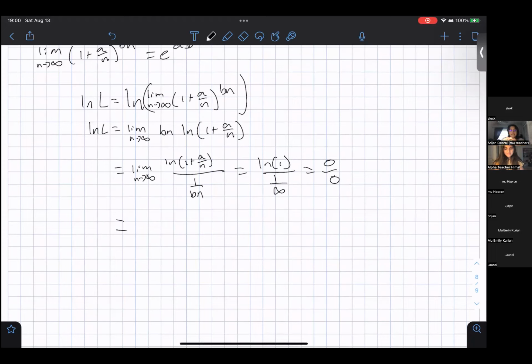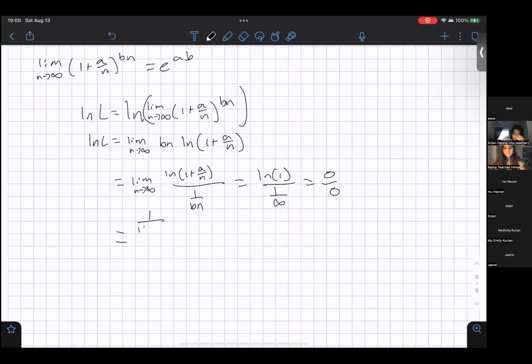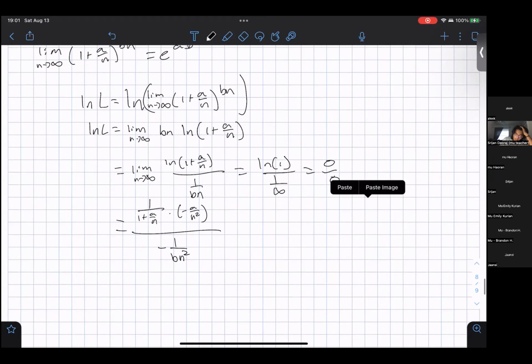So we can take the derivative of the top and bottom, and the derivative of the top is 1 over 1 plus a over n times the derivative of 1 plus a over n, which is negative a over n squared. And then the bottom is negative 1 over bn squared. And then we rearrange this and rewrite this. The n squareds cancel, the b comes to the top.